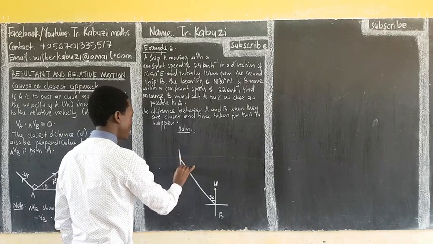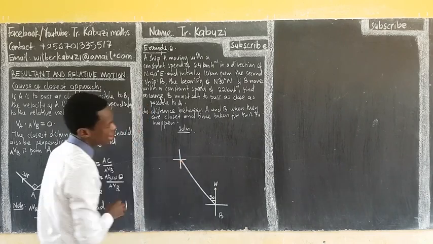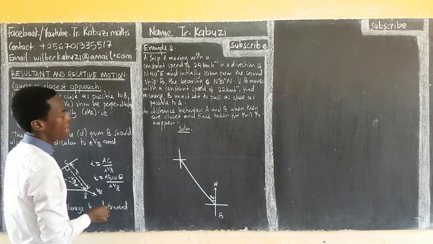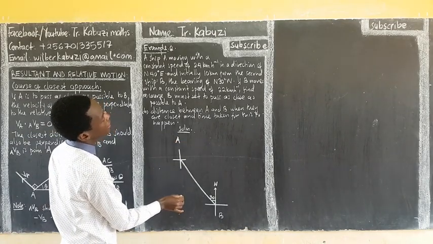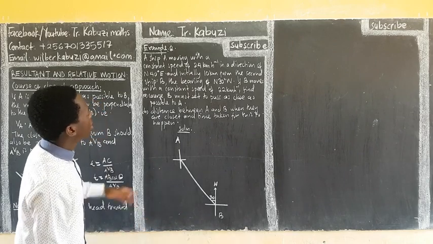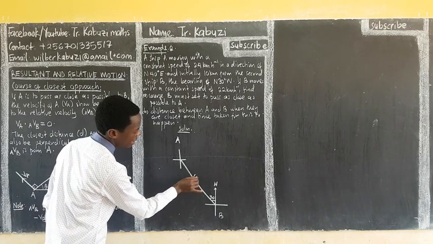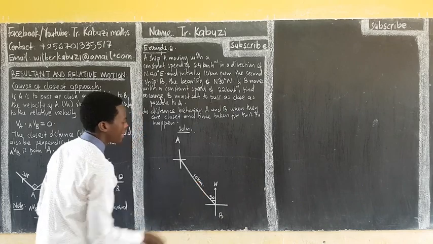When we reach here, this is where our B is going. I mean, that's where our A is going to be. So that's where our A is. So the distance here is 10 kilometers. So this distance is 10 kilometers.